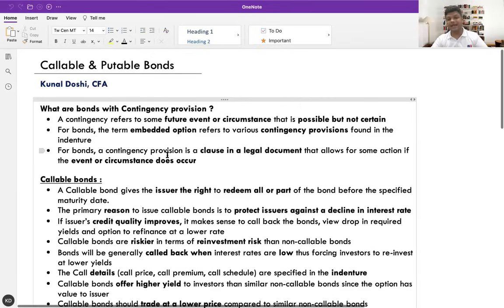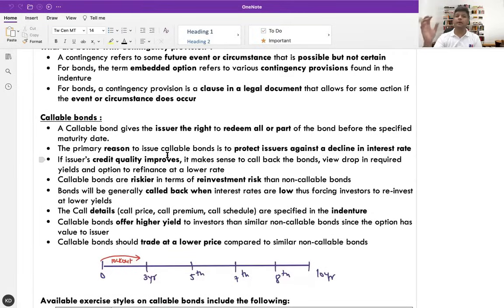So for bonds with contingency provisions, as I said, callable and puttable bonds. Now, how will you come to know whether it's a callable or a puttable bond and what are the conditions? Of course, that will be mentioned in the indenture and the covenants, correct? Everything will be mentioned there. So let's discuss first what is a callable bond. Remember, what did I say about call? Call means an option to buy.